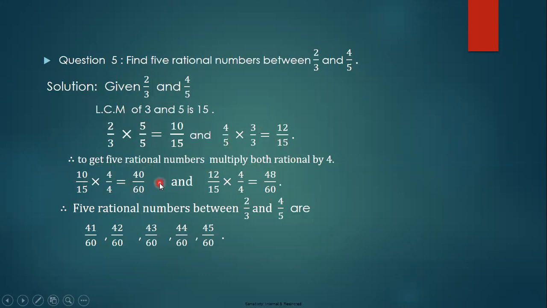So in between 40 by 60 and 48 by 60, I can write the rational numbers. You should leave these two. Between these two you have to write. So you have to leave this one and this one, the rest all you can write. So 41 by 60, 42 by 60, 43 by 60, 44 by 60, 45 by 60. Another you can write 46 by 60, 47 by 60. Now I've written only 5 rational numbers, which are required.